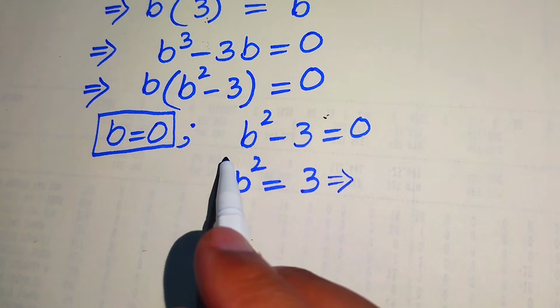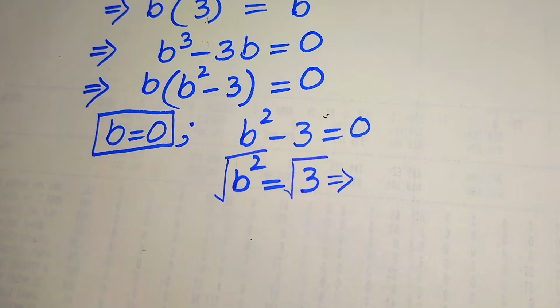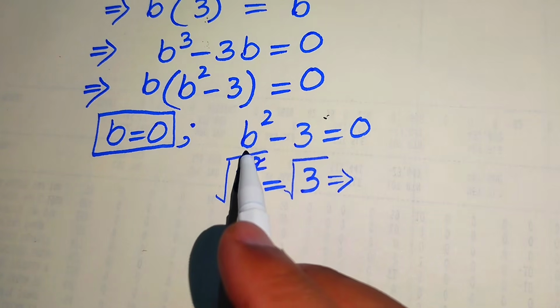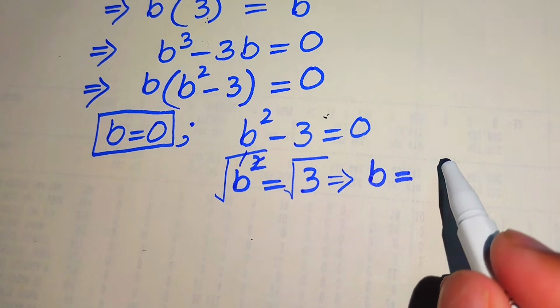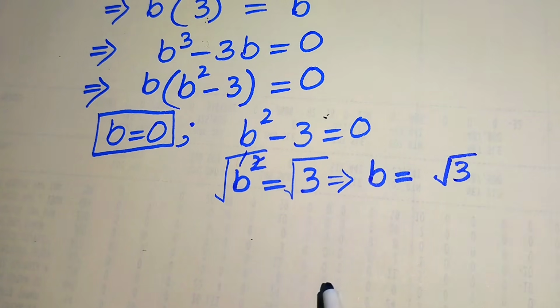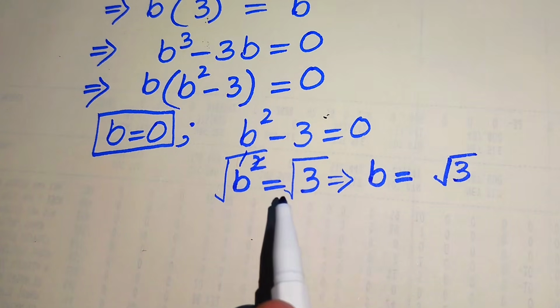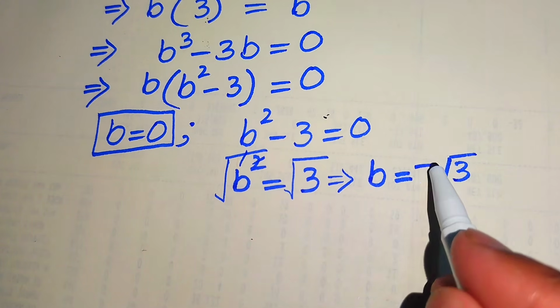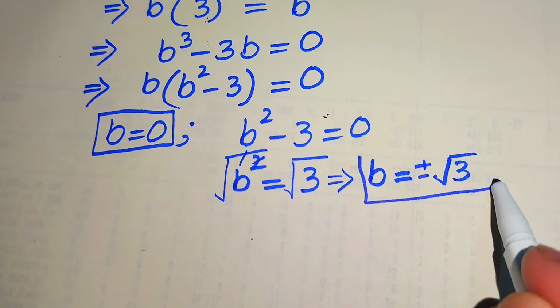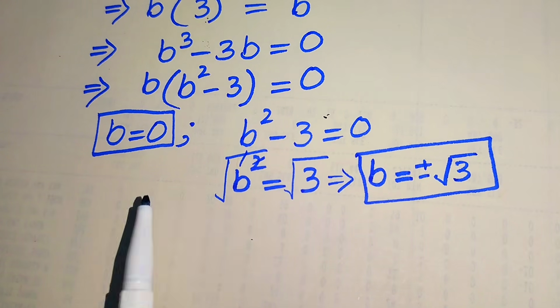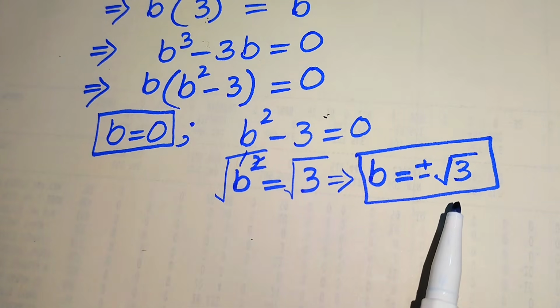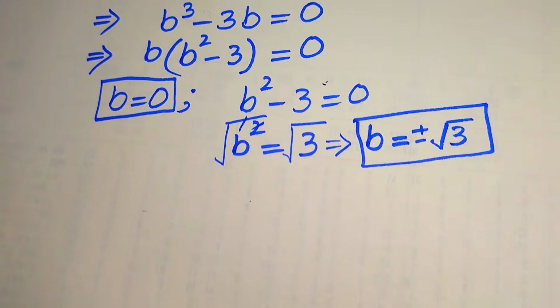So when we apply the square root, it will be written in this form. And here you see that this 2 and this square root are gone, and we obtain b equals, and on the right hand side we have the square root of 3. Because we apply a square root on both sides, that's why we write a plus minus sign on one of the sides. So these are the other two distinct roots of the given equation. So finally, there are three roots of the given equation: b equals 0, and b equals plus minus square root of 3.